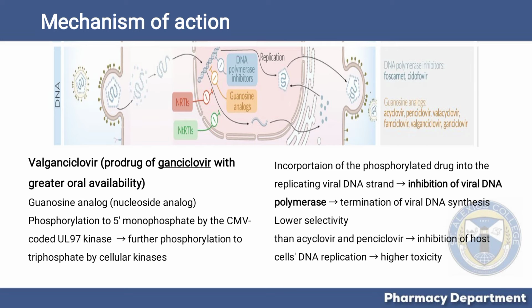It can also be phosphorylated by cellular kinases of the host cells, and thus their side effects will be anti-cancer drug-like side effects that will cause bone marrow suppression and mucositis.